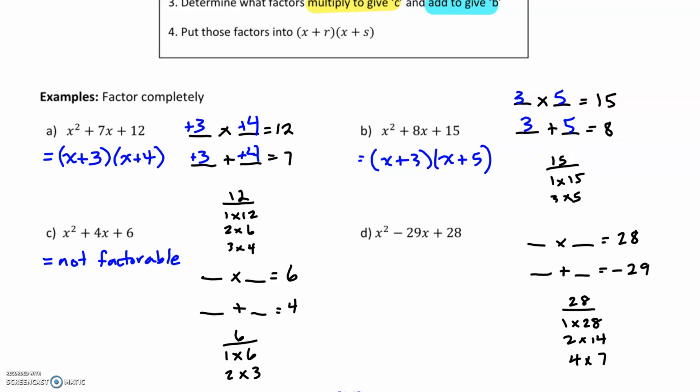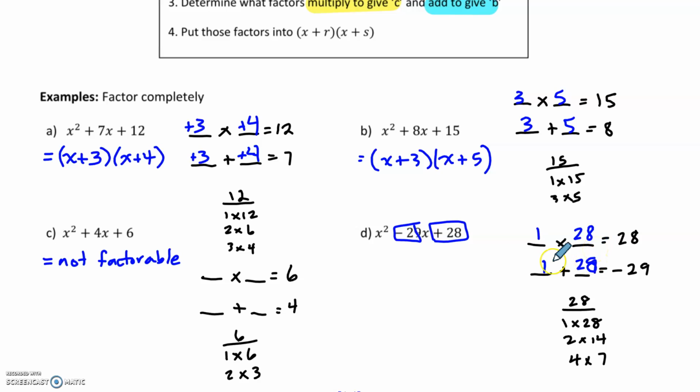Now this is the first time that we have a negative in there. So let's think about this. I need to get a positive 28. The only way to get a positive 28 is if my factors are both positive or both negative. So, and I have a negative 29 here. So the only way, oops, this should be a 28, I apologize.